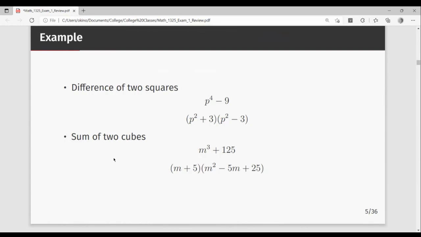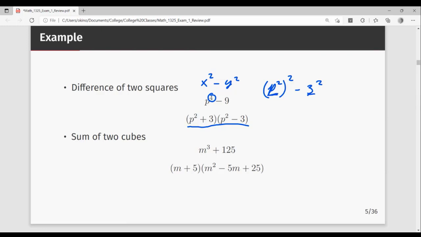In our first example, it doesn't exactly look like a difference of two squares, because we don't have an x squared minus a y squared. We have something to the fourth. However, you can imagine this fourth as a p squared, that whole thing squared, and then minus 3 squared. If that's clear, then we can just rewrite this as we have it down here: this factor plus a 3, and then again this p squared minus a 3.